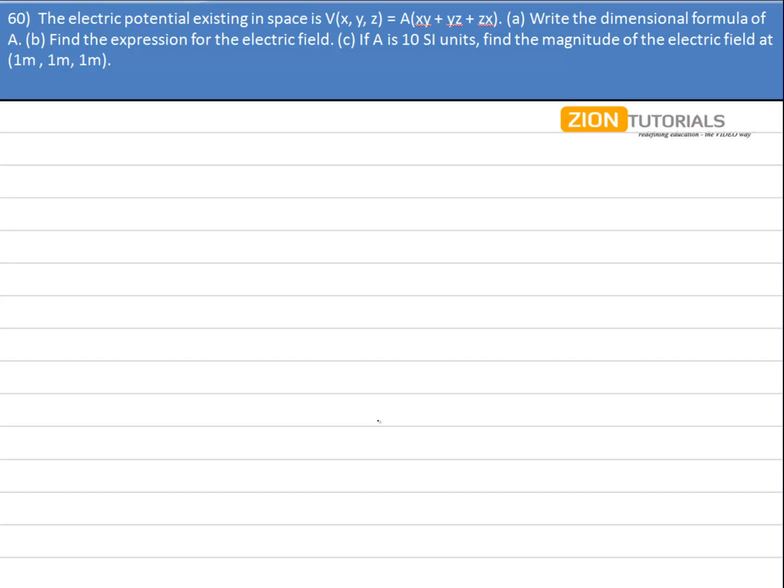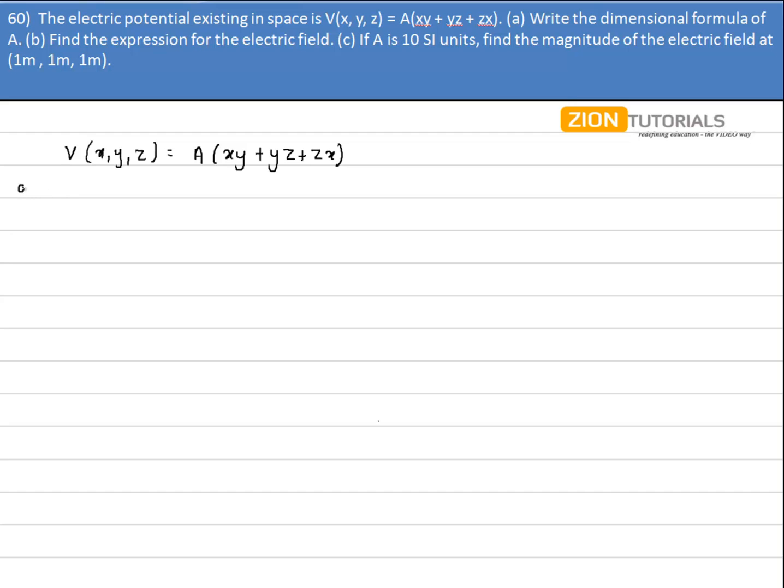In this question, the electric potential existing in space is given by V(x, y, z), that is, the potential at x, y, z is given by A into (xy + yz + zx). Now in the first part we had to calculate the dimensional formula for A.